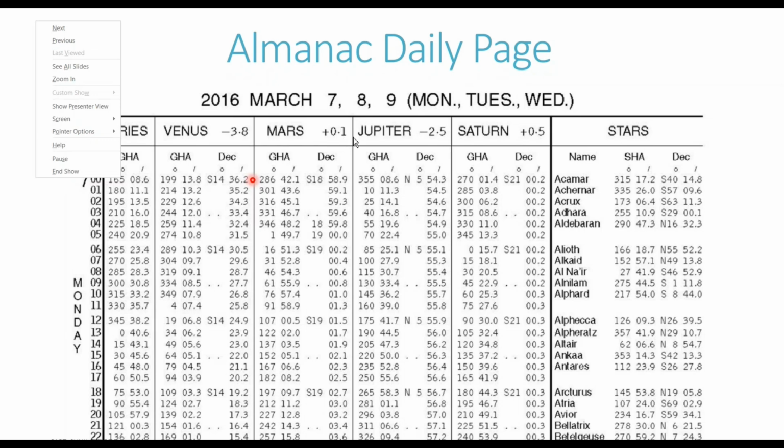Third brightest is Mars, which is 0.1, and the least bright is Saturn, which is +0.5.